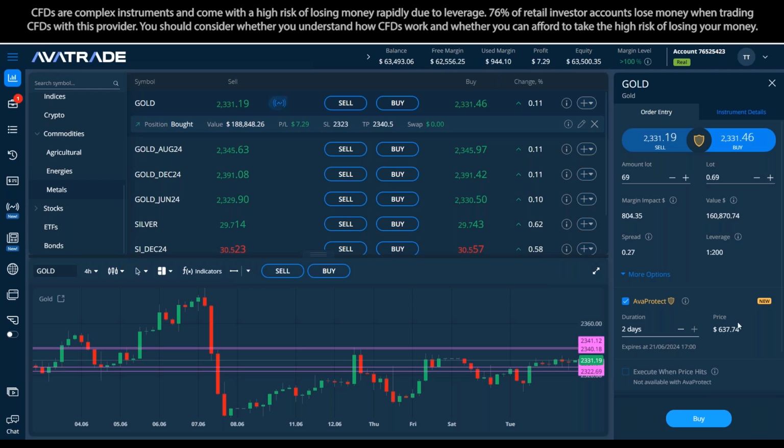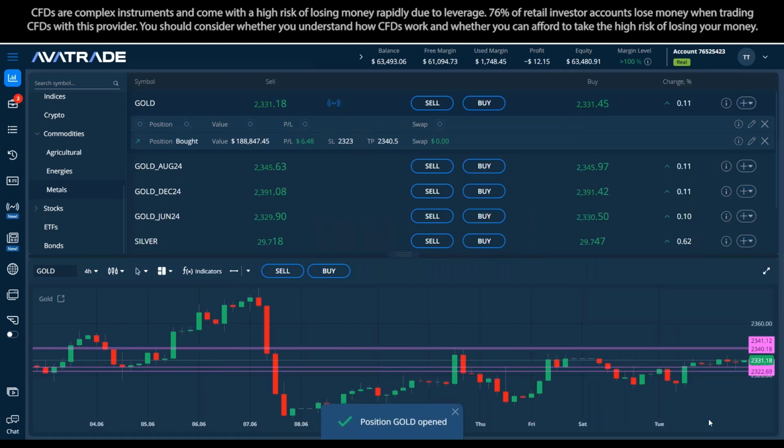And now the cost of the protection is almost exactly 1% of my overall balance. Okay, and so I can take a trade in this manner as well. And now I'm trading 69 ounces. And the cost of the protection is about 1% of my balance, and I go ahead and buy. So that cost is up front. Now I paid 1% out, but now I get to wait 2 days fully protected.